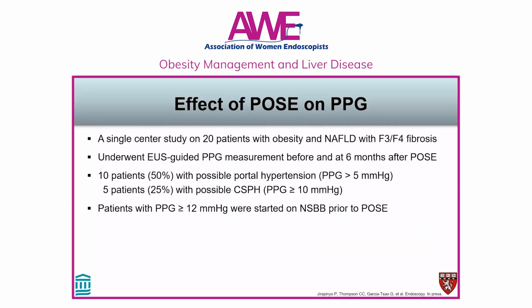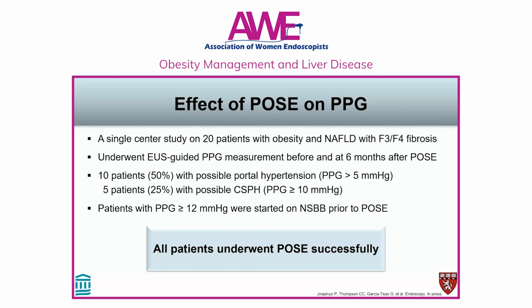We then decided to conduct a study to assess the effect of POST on PPG. Here's a single-center study of 20 patients with obesity, NAFLD, and F3 to F4 fibrosis. All patients underwent EUS-guided PPG measurement before and at 6 months after POST. Of our cohort, 50% had possible portal hypertension, defined as a PPG of greater than 5 mmHg. Additionally, 25% had possible clinically significant portal hypertension, defined as a PPG of at least 10 mmHg. If patients had a baseline PPG of at least 12, we started them on a non-selective beta blocker prior to undergoing POST. All patients underwent POST successfully.